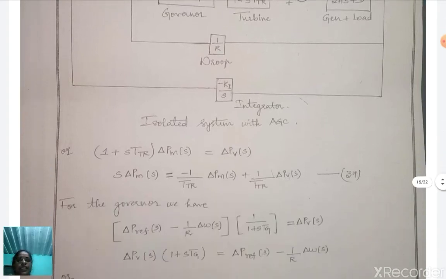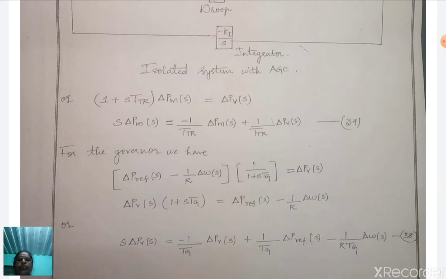Now you see the equations. From the diagram we write the equations. 1 plus S into TTR into del Pm of S equal to del PV of S. That means the transfer function is output divided by input only. Then the state model equation: S into del Pm of S equal to minus 1 divided by TTR into del Pm of S plus 1 by TTR del PV of S.